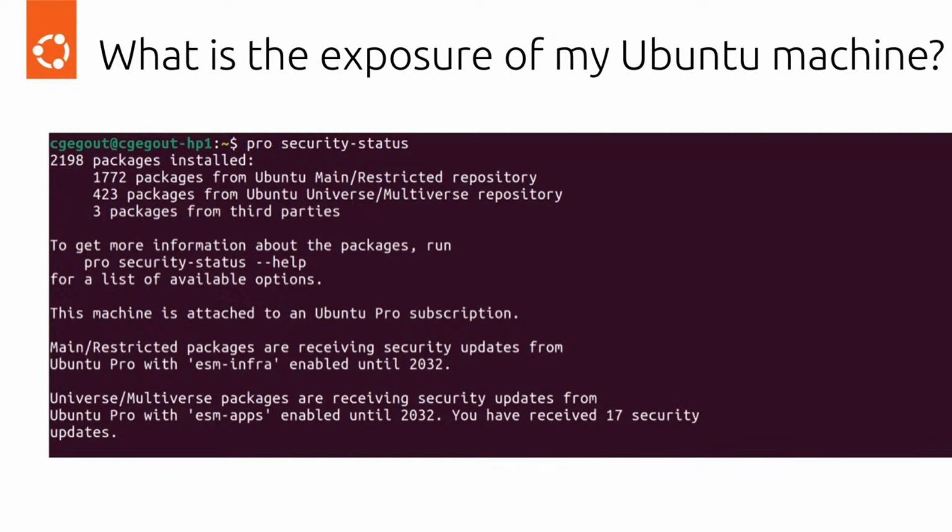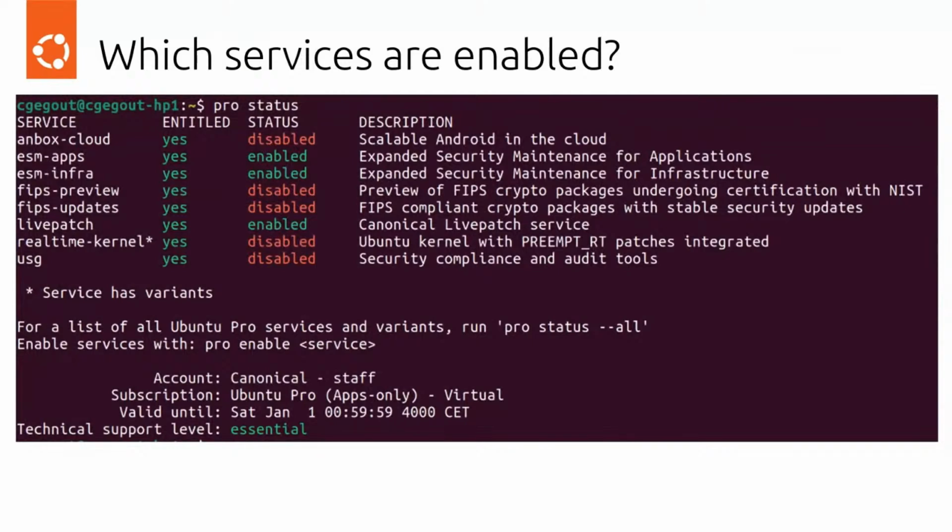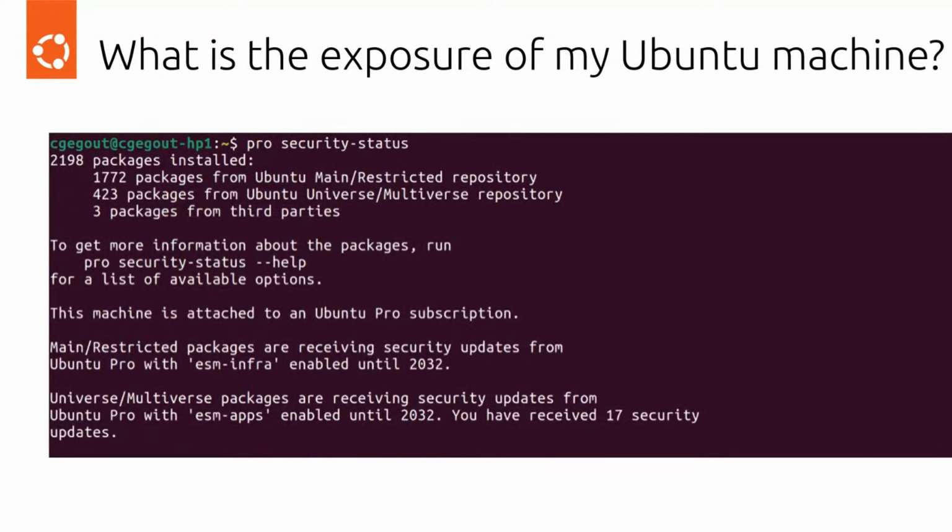If you are currently on an Ubuntu laptop, if you're watching this from your Ubuntu, you can quickly type a pro security status command so that you can see pretty much the breakdown of the packages that you're using from main and from universe. And then you can also see if there are any CVEs which you would benefit from, which are currently not fixed, or if there are any services that you have not enabled in Ubuntu Pro. So please make use of pro status and pro security status.